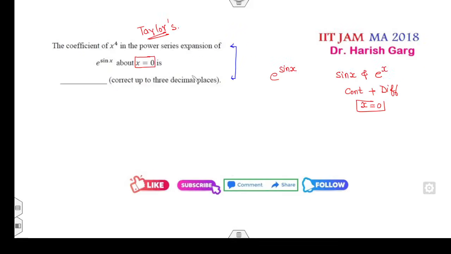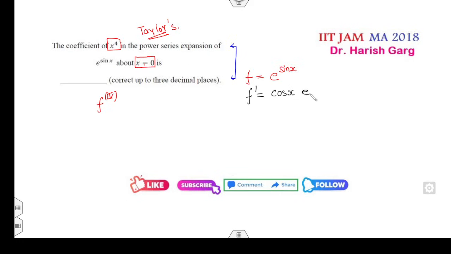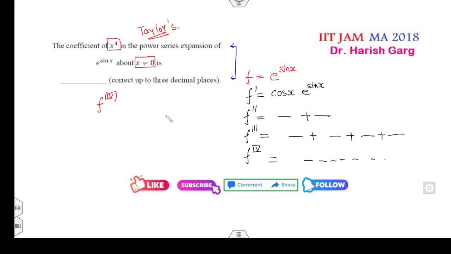But believe me, I will never recommend this method for finding the power series. Why? You can see in this case, your target is to find the coefficient of x^4. That means your target is to find the fourth derivative about the point 0. Is it a very easy task to find the fourth derivative? You can see if you find the first derivative, it is cos x into e raised to power sin x. If you find the second derivative, that will involve two terms. If you find the third derivative, that will involve four terms. If you find the fourth derivative, that will involve even more terms.